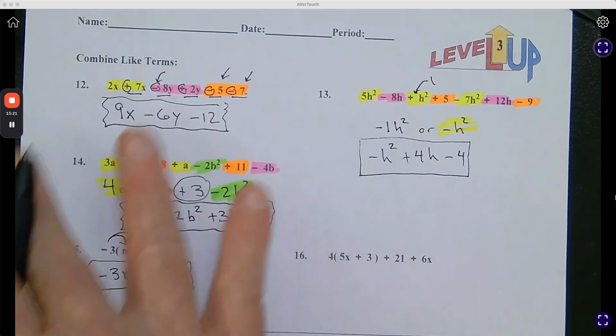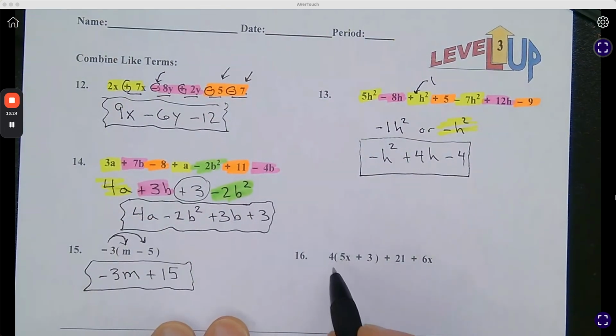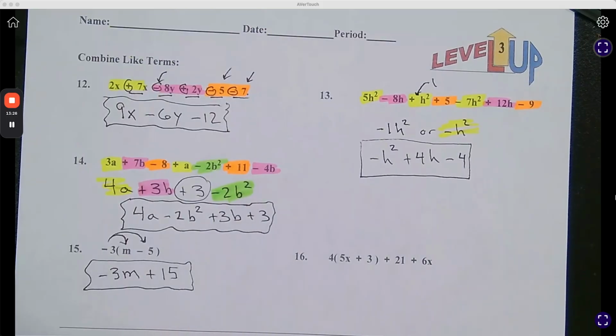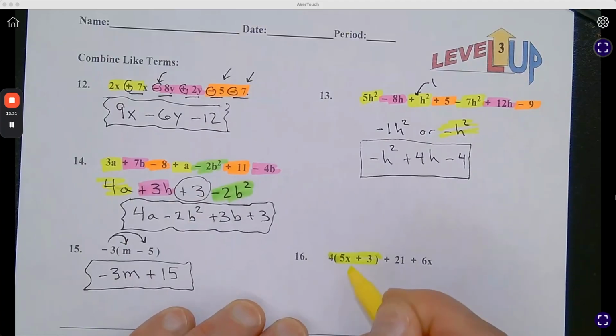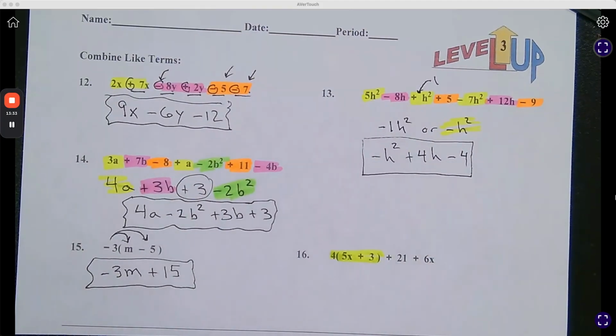Now we're going to put both of these properties together. We're going to do distribution and combining like terms. Remember, we're following the order of operations. So when I distribute, I'm doing multiplication before all of my addition and subtraction.